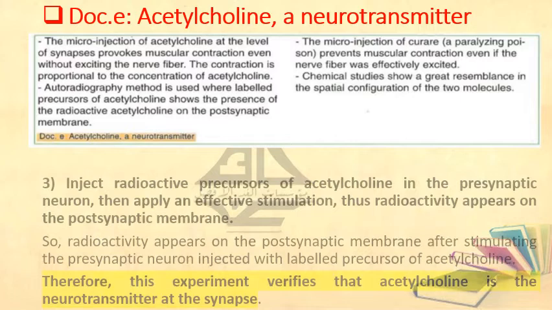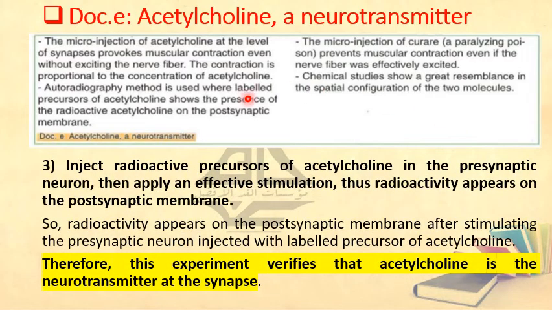Second, what do we have? Third, they told you, yes, the autoradiography method is used, where labeled precursors of acetylcholine show the presence of radioactive acetylcholine on the postsynaptic membrane. They inject, what do I mean by inject? Added. They added radioactive precursors of acetylcholine.